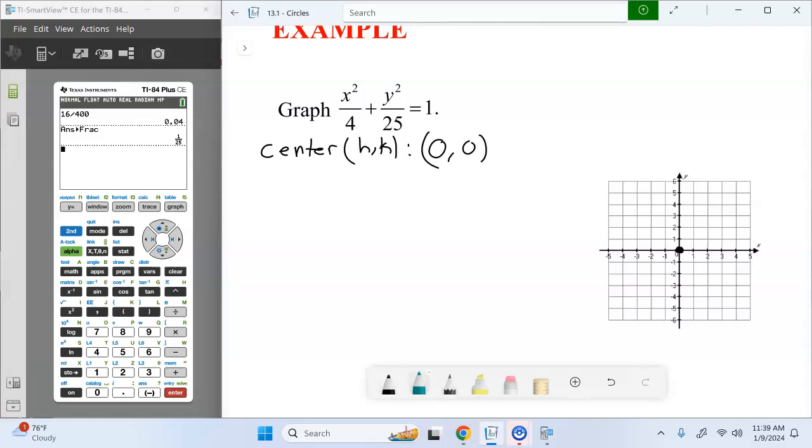Next, we want to get our vertices. Which direction is this ellipse going to go? Top to bottom. We got another vertical one because our largest denominator is under y squared. What value do we need in order to get our vertices? We need A. What is A going to be? 5. So, where are those two new points going to be if A is 5 and we're going vertically?